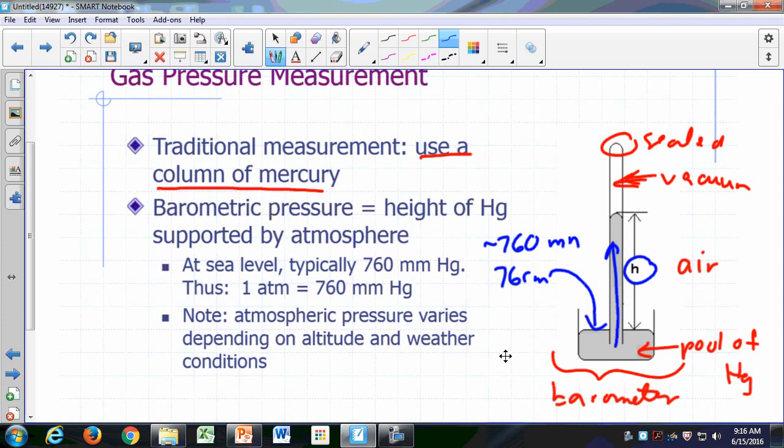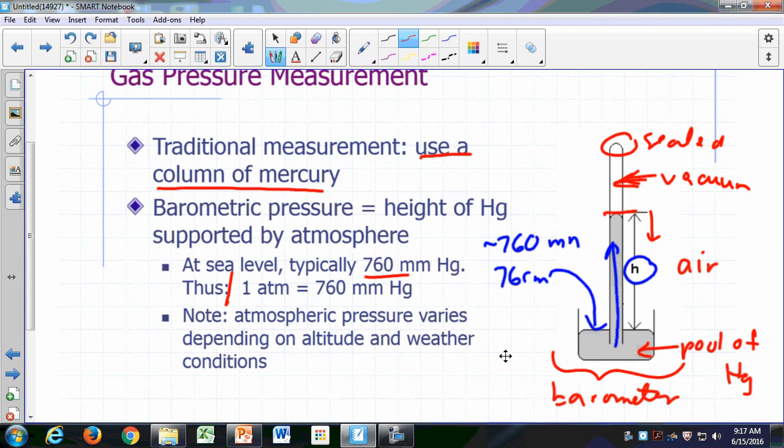Okay, so if there's a storm coming, you hear the expression, the barometer is falling. What that really means is that the level of mercury in your barometer is dropping. So your atmospheric pressure, or your barometric pressure, is dropping. So since at sea level that's typically around 760 millimeters, we have defined a unit for pressure of a gas to be in terms of the height of the mercury column that it would support.